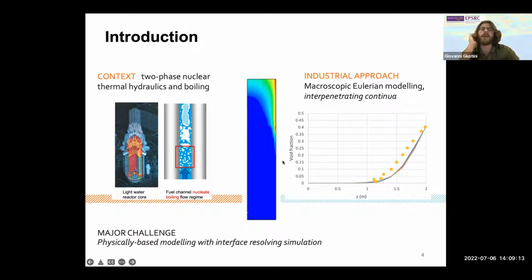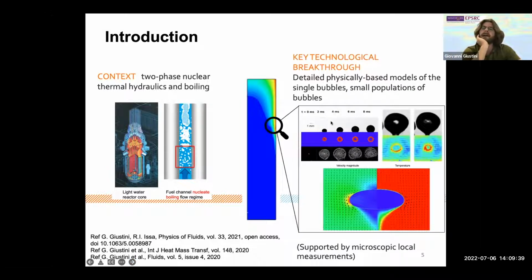So nowadays, in two-phase boiling and nuclear research, one of the major challenges is to go beyond this large-scale, coarse-grained, if you like, Eulerian approach, and actually try and develop physically based modeling of the fine details of the flow using so-called interface resolving simulation. I'll get back to that in a second. So the idea is that we know that there is a lot of physics in boiling flows, especially near the solid surfaces where heat is applied.